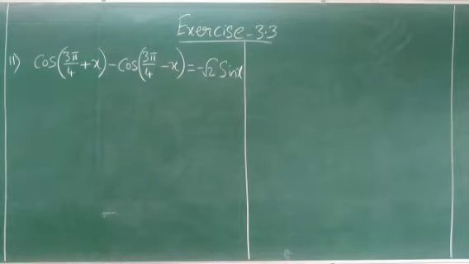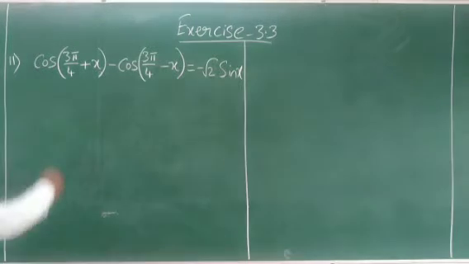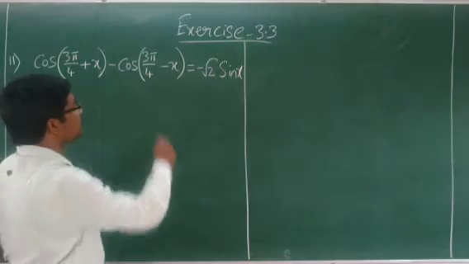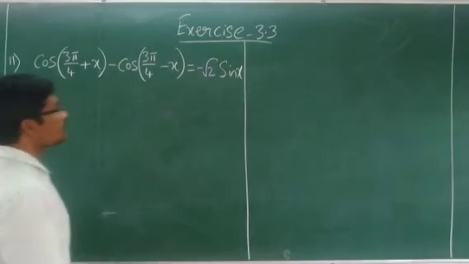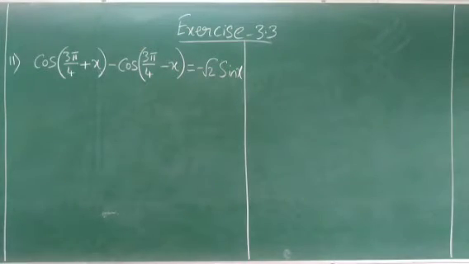Hi everyone. So let us begin from the 11th question. The 11th question is prove that cos of (3 pi by 4 plus x) minus cos of (3 pi by 4 minus x) equals minus root 2 sin x. This problem can be solved in two ways.